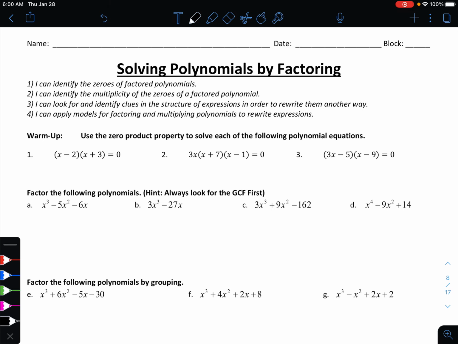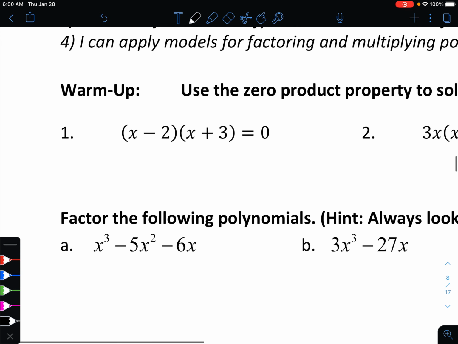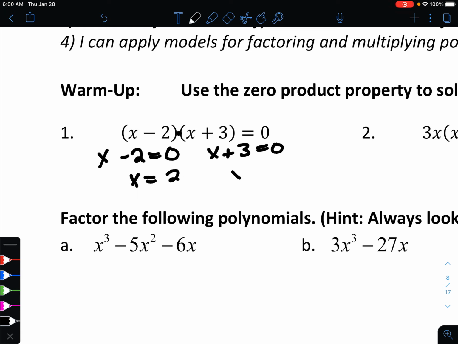Remember that if you have 2 things being multiplied which equal 0, one or both must equal 0. So when we have something like x minus 2 multiplied by x plus 3 being equal to 0, then what we do to solve is we set both of those equal to 0, so x minus 2 equals 0, and also x plus 3 equals 0. And then once we've done that, we just solve both of those equations for x, which is pretty simple, and we end up with answers which are the opposite of our 2 factors, so x equals 2 and x equals negative 3.